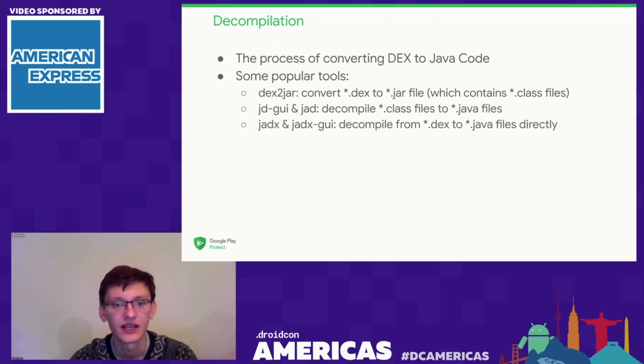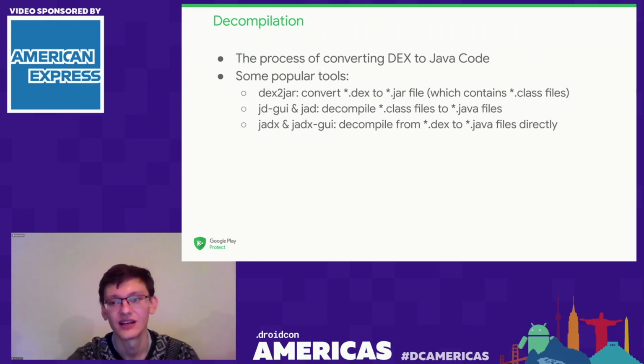JD-GUI is a tool for decompiling those jar files into readable Java. My personal favorite open source tool is JADX, which is another GUI that will allow you to decompile straight from the dex to the Java, so you can skip the dex2jar step. The reason I list both of them here is just to give you options, and also because some decompilers will decompile things differently.